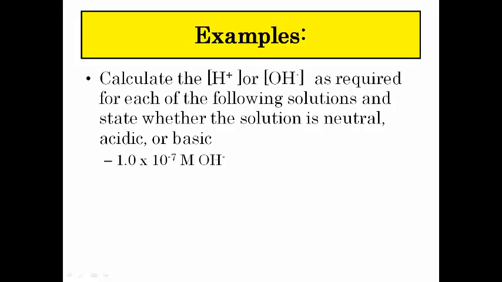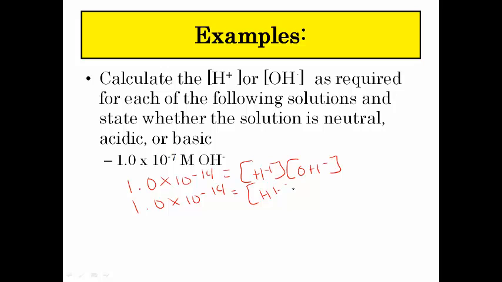Alright, let's try the next one. In this one, they gave us 1 times 10 to the negative 7th molar of OH. You get to the point where you don't even write the Kw, you just say, okay, I have 1.0 times 10 to the negative 14th, that's equal to the hydrogen ion concentration times the OH ion concentration. In this case, I have the OH again, just like the last one. Sorry, I should put the negative there. And so I have again 1.0 times 10 to the negative 7th.